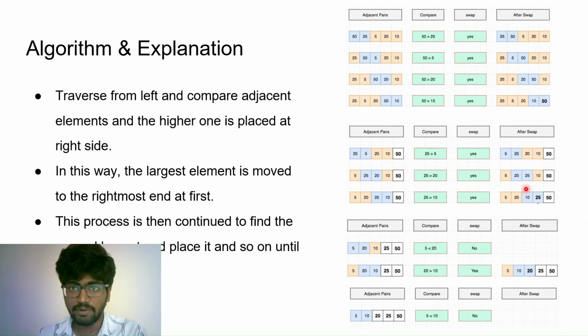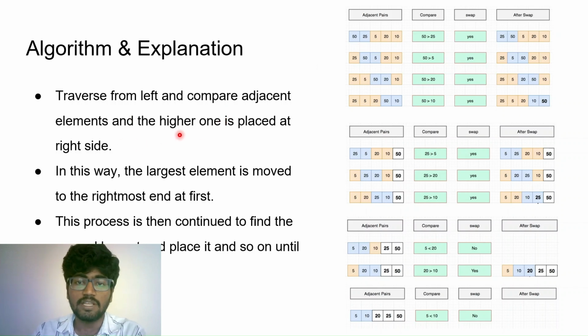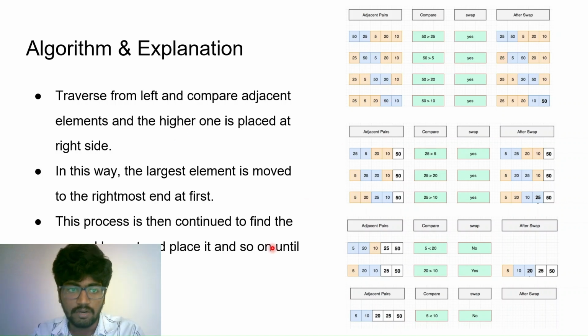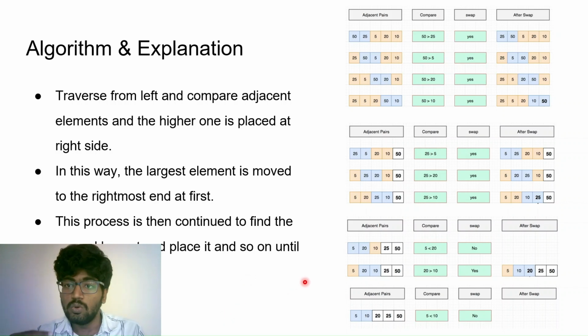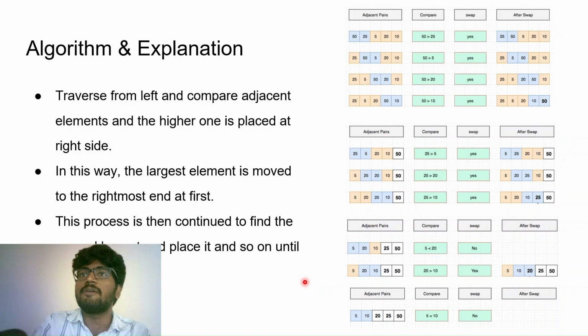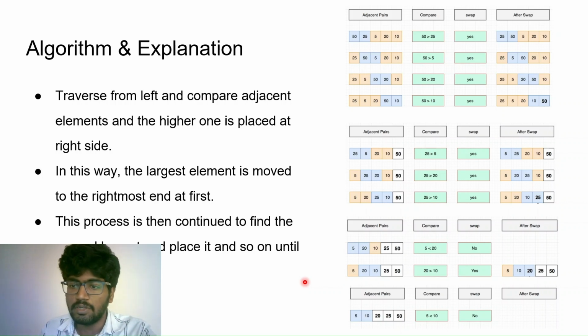So you traverse from left to right. That's what we're doing at every pass, and compare adjacent elements, and the higher one is placed on the right side. So 50 and 25 got compared, with 50 on the right side. So 25 and 50 is swapped, then 5 and 50 gets swapped, then 20 and 50 gets swapped, and it goes on. So it's the same thing, and you do it again and again. How many times do you do it? You do it one time less than the number of elements that you have, because once you arrange 4 things, the 5th thing will automatically slot into its proper place.